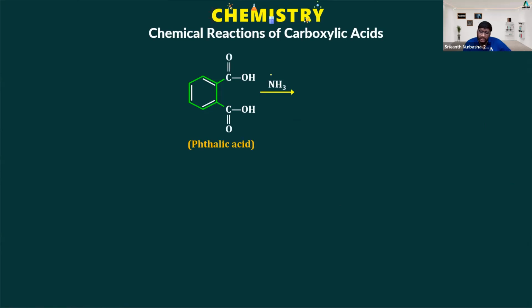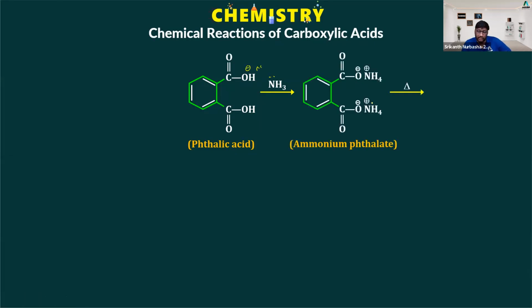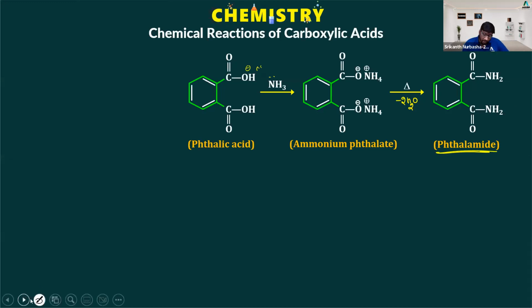Phthalic acid, if you treat with ammonia, what do you expect? Here you will get O minus NH4 plus, O minus NH4 plus. Ammonium phthalate, you will get the salt. If you heat this salt, you will get what? C double bond NH2, C double bond NH2. Phthalamide you will get or not? Because with loss of 2 moles of H2O, each C double bond O minus NH4 plus is converted to C double bond NH2. Phthalamide is obtained. Now, if you heat the phthalamide strongly, what will happen?